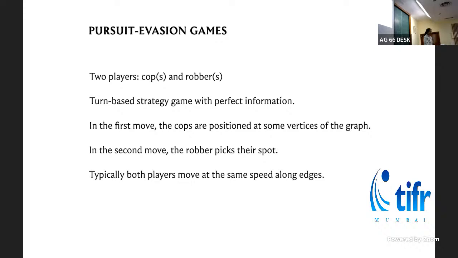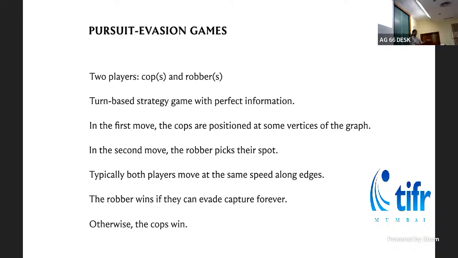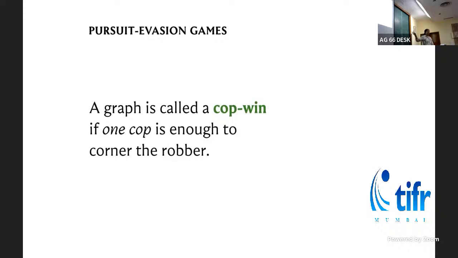The robber wins if they can keep running around and keep the cop chasing forever. If that's not the case, and the cops can actually corner the robber, in this case a single cop cornering the robber, then it's a cop win. A graph is called a cop win if one cop is enough to corner the robber. That's a basic definition in this context.